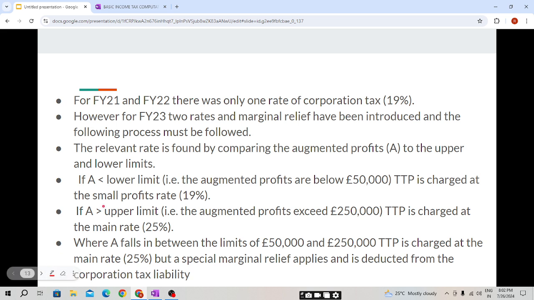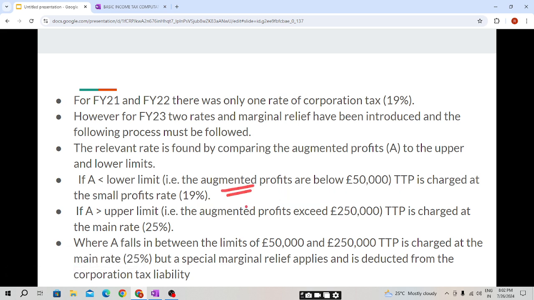If augmented profits are below 50,000 pounds, a flat rate of 19% applies, and students, this 19% will apply on the taxable total profit. Do not charge this 19% on the augmented profit. I hope this is clear.